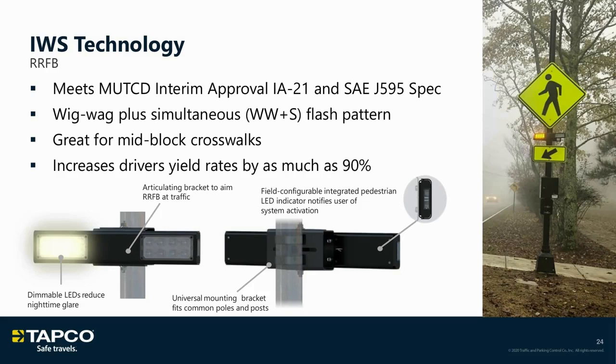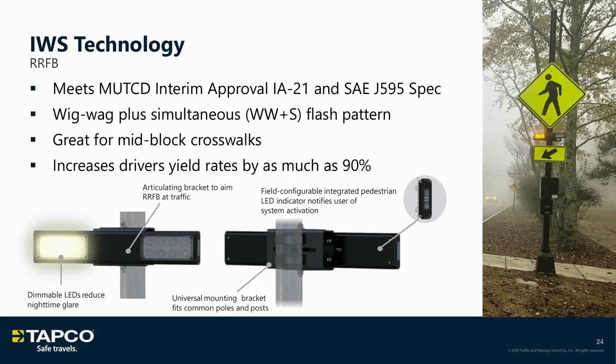So within the past year or so, the MUTCD had the interim approval for the RFB, and then it was rescinded and put out to the public. So the RFB is certainly something that is now on the MUTCD approval list, and there's specifications for it. Some of the major impactful areas that they improved on were the flash pattern from the RFB.